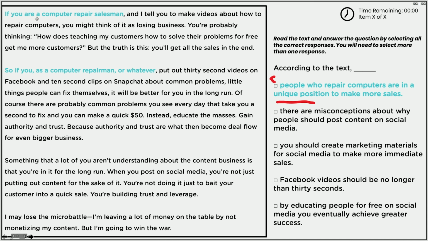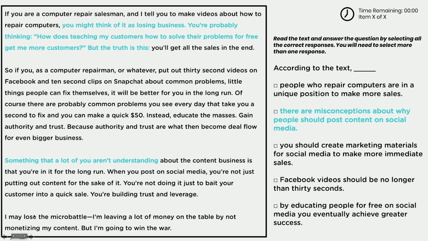So here it's talking about if you're a computer repair salesman, if you're a computer repairman, or whatever. This is a critical word that really changes the meaning of this. The answer is no. While the author is using computer repair salespeople as an example, it is just an example. It is not referred specifically to them. So this one is wrong. I wouldn't select that.